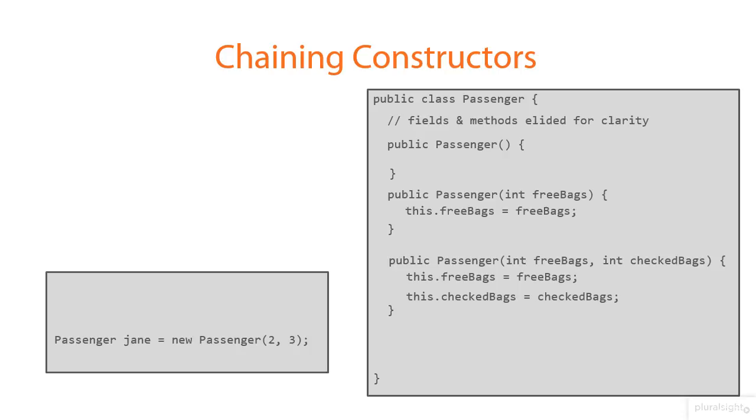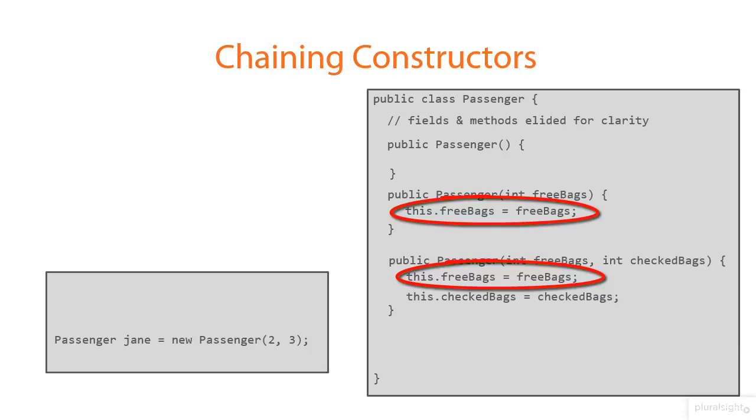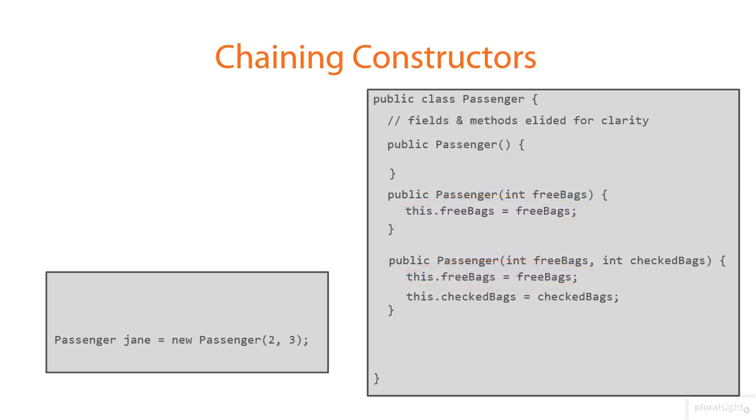And that would work. The thing is that we're now getting some duplicate logic, right? That assignment of free bags is now happening in 2 separate constructors. Now, in this case, that logic is really simple. But as time goes on and the logic around the management of free bags gets more sophisticated, we would have to change it in every place that we currently assign free bags. So it would be nice to be able to chain these constructors together. And it turns out we can do that.